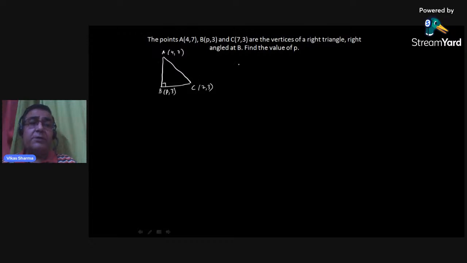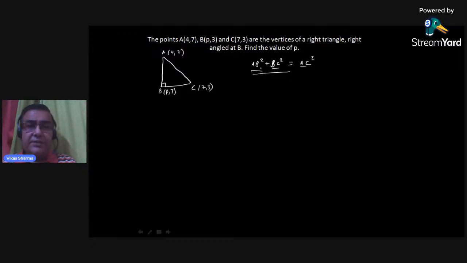So the Pythagoras theorem says that the hypotenuse square should be equal to the sum of the squares of the other two sides. So that means AB square plus BC square should be equal to AC square, right? So basically we have to find AB, and we have to find BC, and we have to find AC, and we have to square that. We take the sum of these two, and using that we can find the value of P. Okay, so let me see who gives the correct answer now.